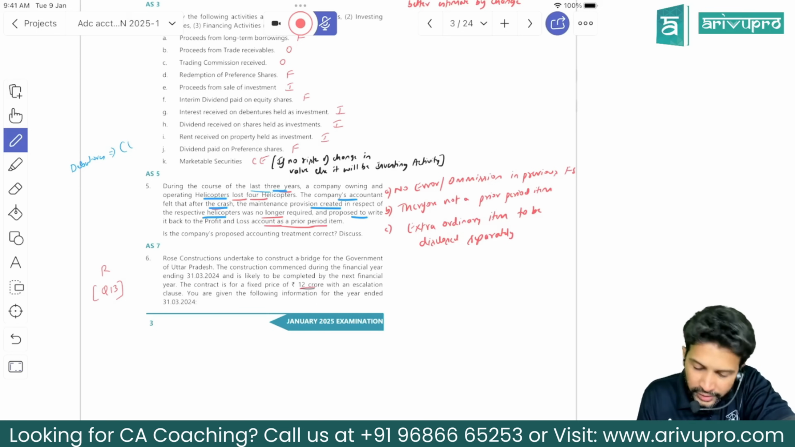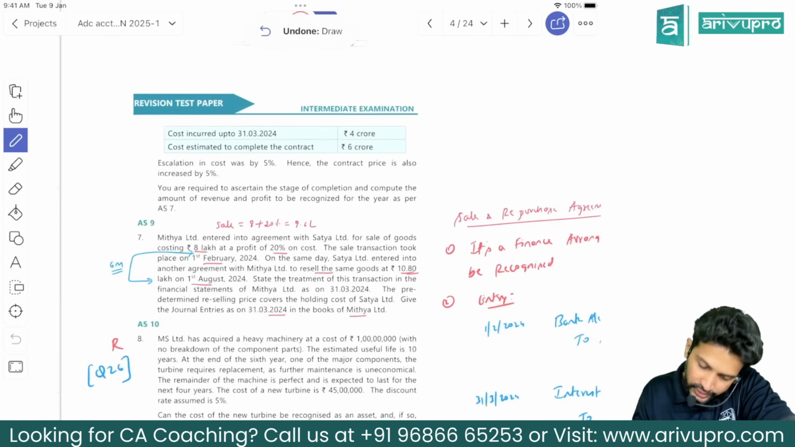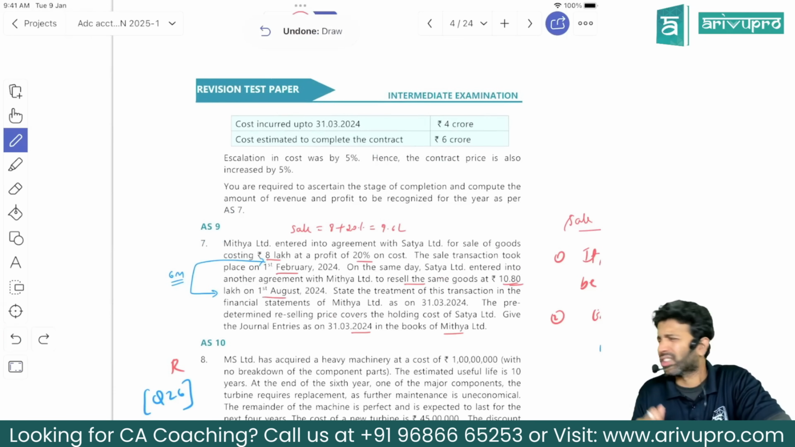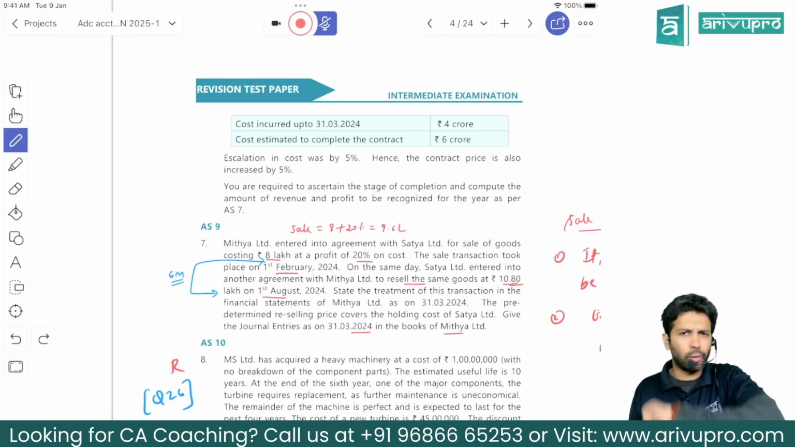Okay, AS7. This is a repetitive question. It's question number 13 in our class notes. AS7, or in fact AS9, one question is there. We know this concept. In fact, I've explained this in class also. But any which way, I will do it again.